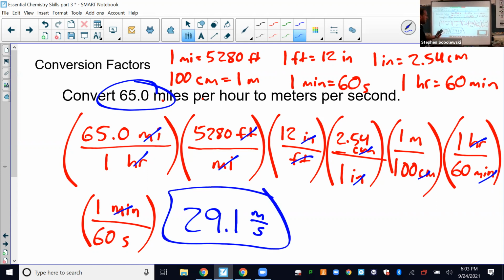Why do I feel like I did something wrong here? I think that's faster than it should be. Let me check. 65 times 5280 times 12 times 2.54 divided by 100 divided by 60 divided by 60. I'm second guessing myself. Hold on. I don't have my phone with me. I'll catch you later if there's a mistake. 29.1 meters per second. Okay.